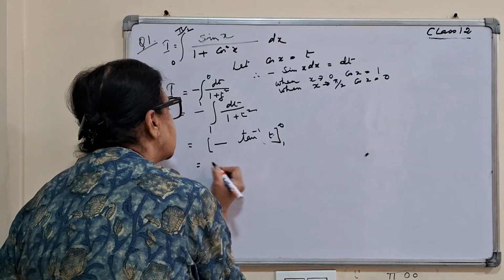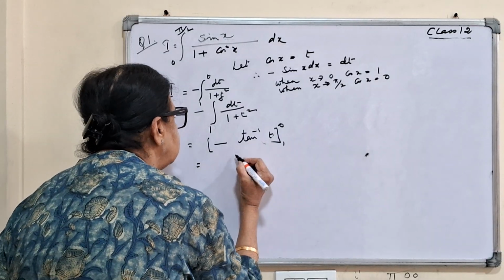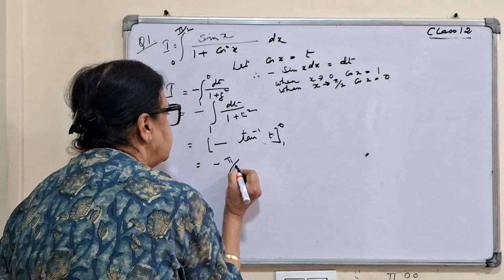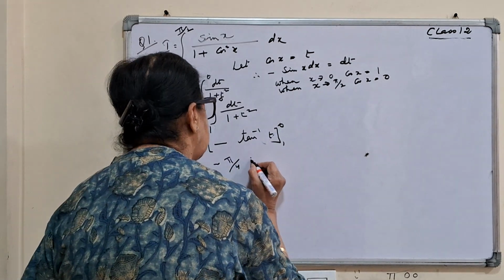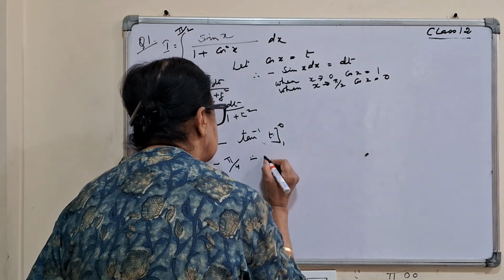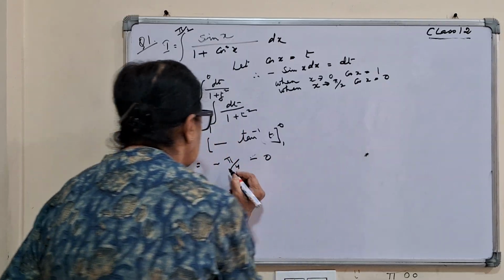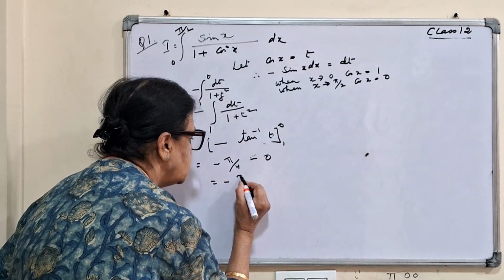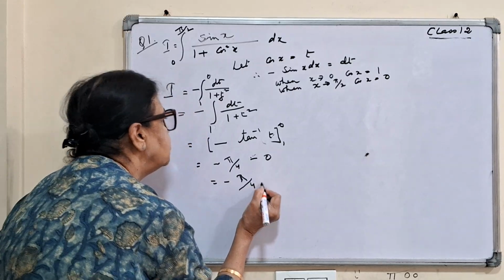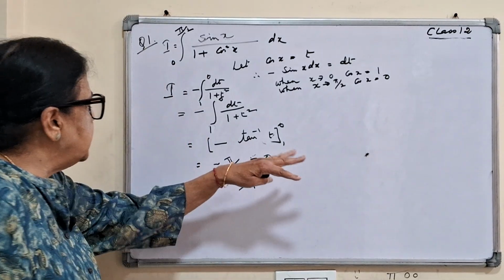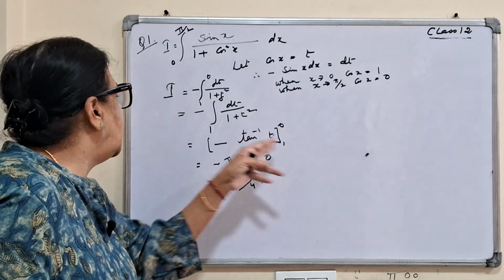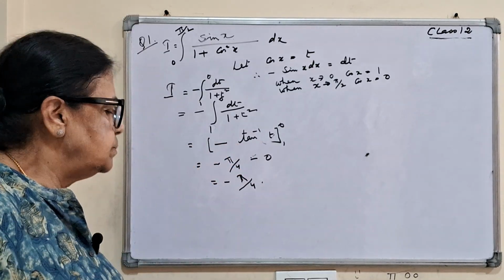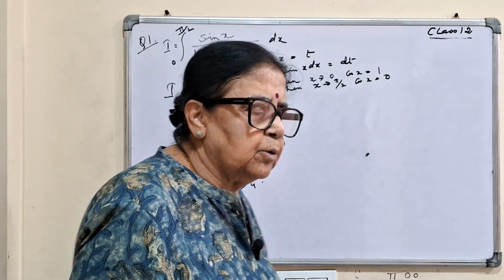Then tan inverse 1 is pi by 4, and tan inverse 0 is 0. So this is minus, it is pi by 4. You can switch the limits also, 0 to 1, and you can make it positive also. Okay, so this is question number 1.